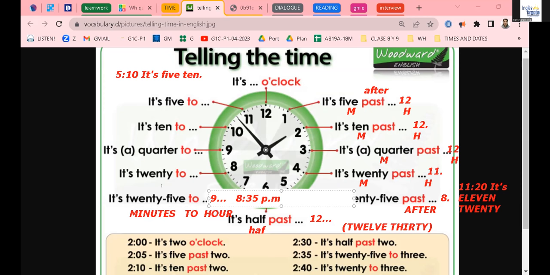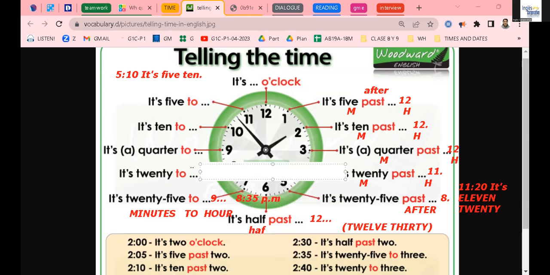Pero... Ok, so how about now? It's 20 to 10. Vamos a ir cambiando ahí la hora. It's 20 to 10. ¿Cuánto faltan los minutos? 20 to 10. So what time is it? What time is it? It's 20 to 10.